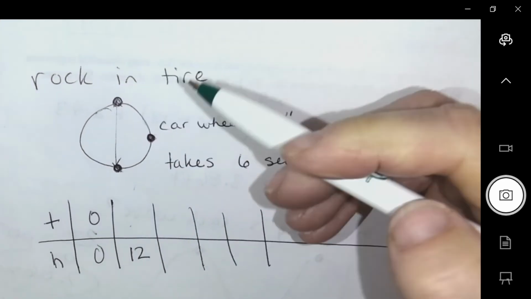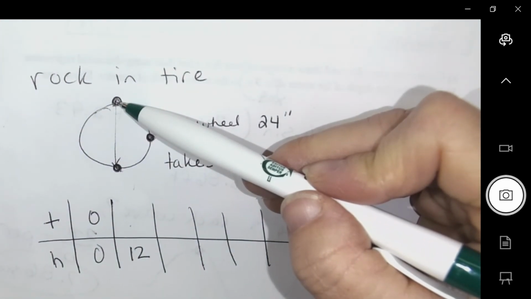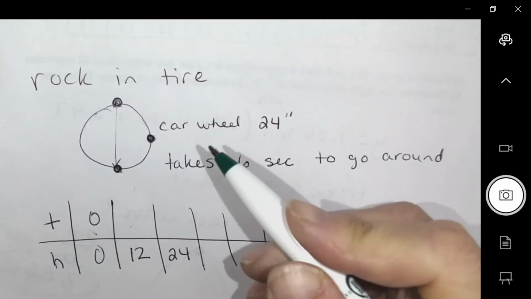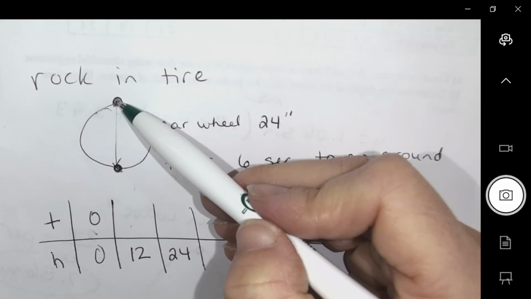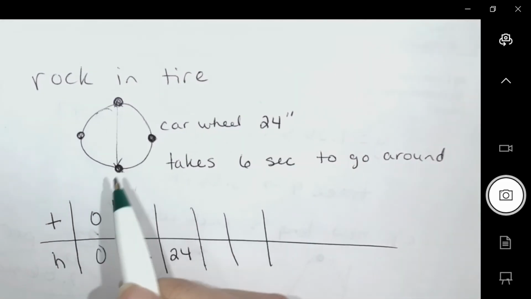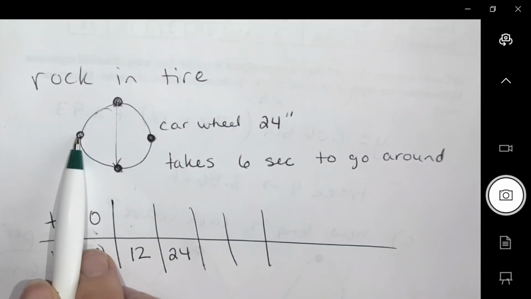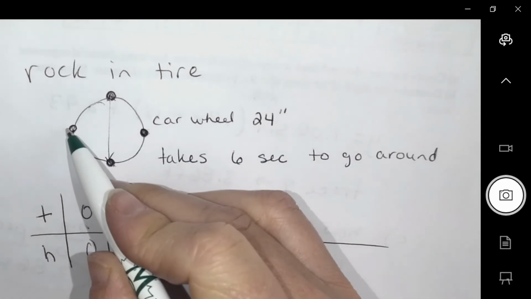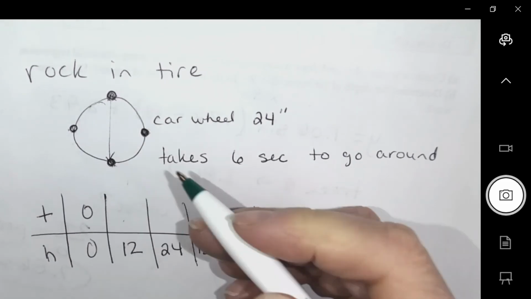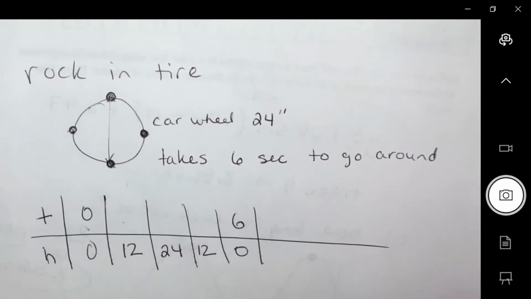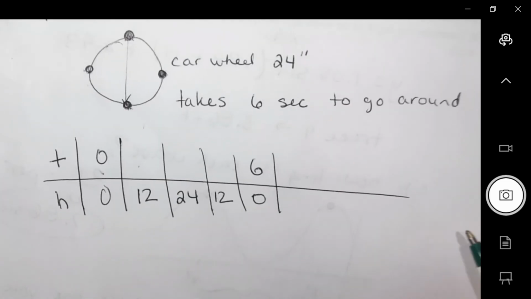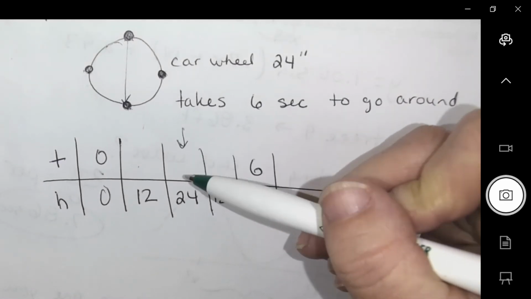Now we're here. We're at the top. What's the height at the top? 24. Now we're over here, so the height is back to 12. And then now we're back to the bottom. And that took 6 seconds. To do all that, it took 6 seconds. So maybe it's the easiest to go here.